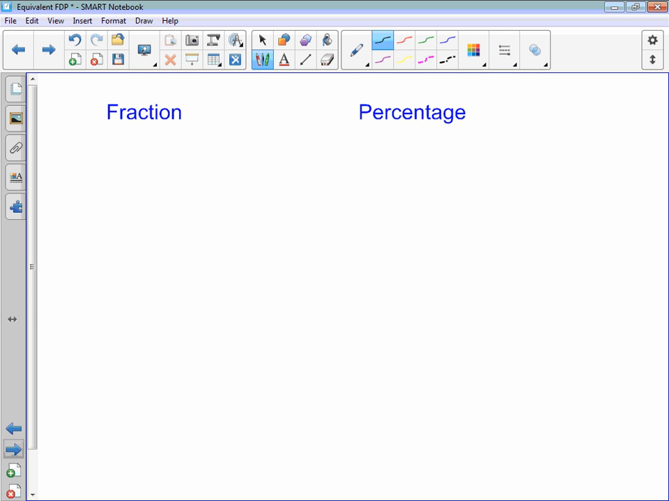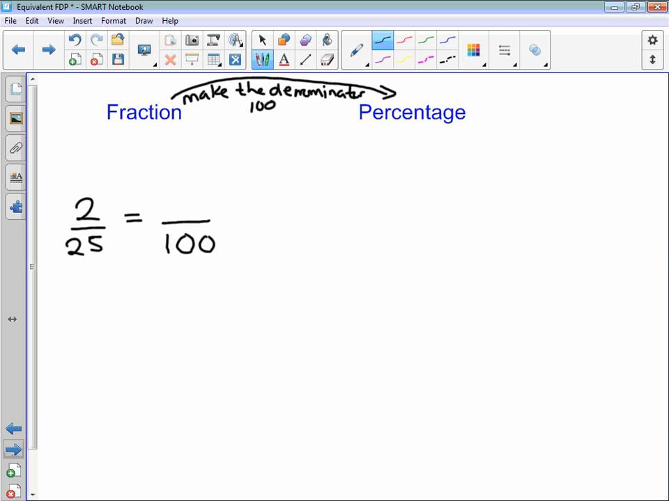The last option is to change a fraction to a percentage. So in order to change a fraction to a percentage, you need to make the denominator 100 by making an equivalent fraction. So if I take 2/25, to turn 25 into 100, we need to times by 4. As it's an equivalent fraction, we need to times the numerator by 4. That gives me 8 out of 100, which is 8%.